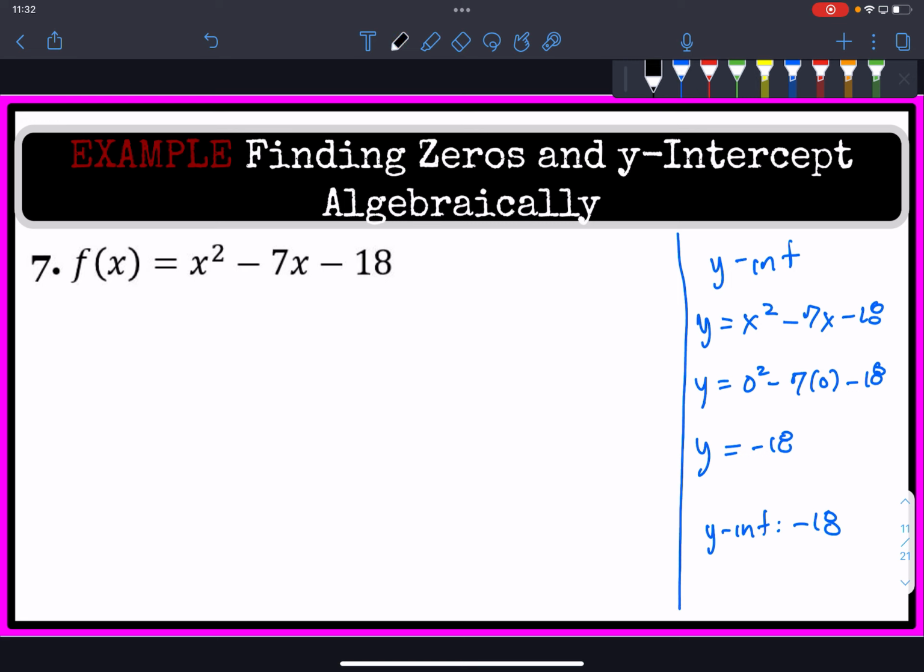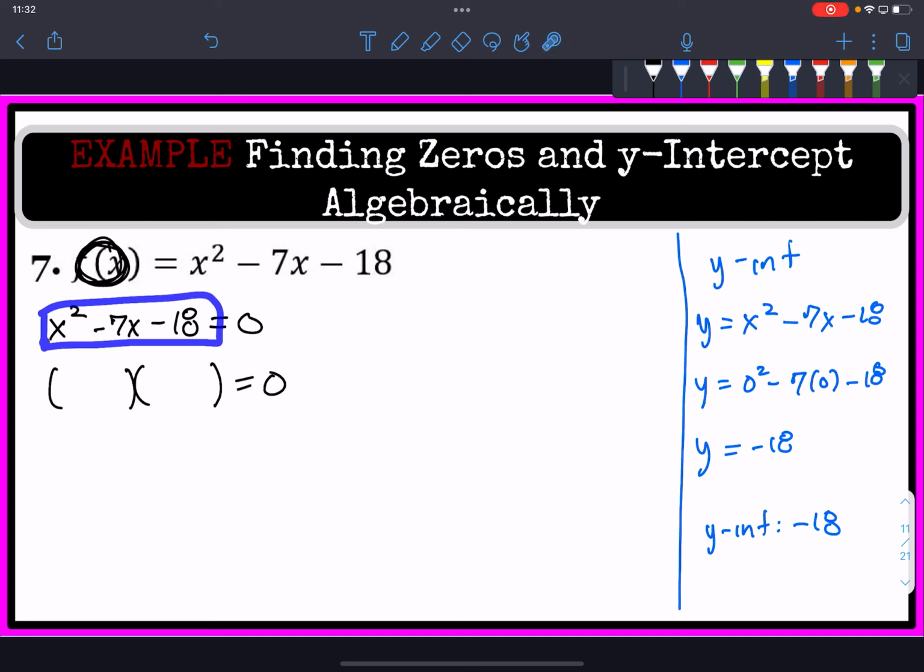Now to find the 0 of this function, we're going to replace our y value with 0, and we end up with the equation x squared minus 7x minus 18 equal to 0. So we want to solve this equation. To solve this equation, we're going to use factorization. Any trinomial written in this format should be able to be written as the product of two binomials. So what two things can I multiply that give me something equivalent to the trinomial?